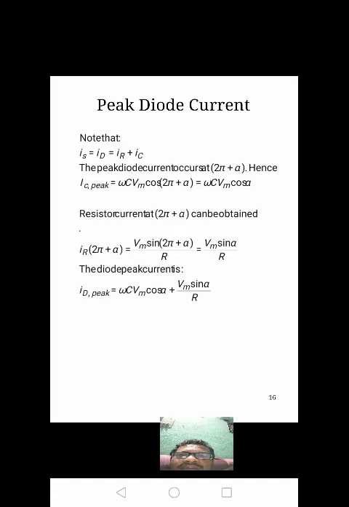The resistor current at 2 pi plus alpha can be obtained. IR of 2 pi plus alpha is equal to Vm into sin of 2 pi plus alpha by R, that is equal to Vm sin alpha by R. The diode peak current ID peak is equal to omega C Vm cos alpha plus Vm sin alpha by R. This is the final peak diode current, the maximum current in the diode, because the diode current is divided between the capacitor and the resistive load.